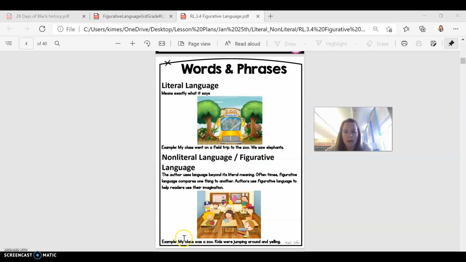So for example, my class was a zoo. Kids were jumping all around and yelling. So was your class really a zoo? No, okay? You were not animals, but you were acting as if you were in a zoo, okay? You were jumping and yelling around. So that would be non-literal. So we're going to look at some more examples and then you're going to practice.